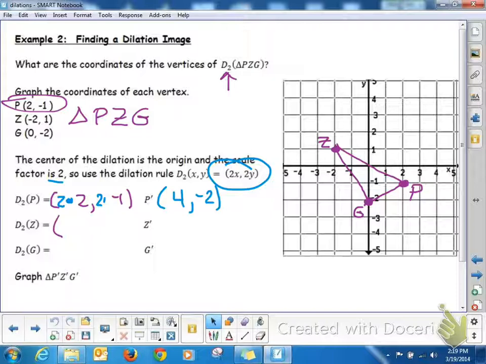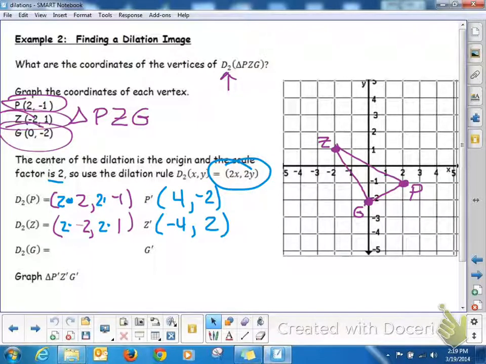We're going to take the coordinates of the pre-image of Z, which is -2 and 1, and we're going to multiply them by the scale factor of 2 in order to find where Z prime would be located in this coordinate plane. So 2 times -2 would give us -4, and 2 times 1 is 2. And now finally, we're going to take the coordinates of G, and we're going to multiply them by the scale factor. So G is at 0, -2. So we're going to multiply them by the scale factor of 2 to find where G prime would be. 2 times 0 is 0, and 2 times -2 is -4.